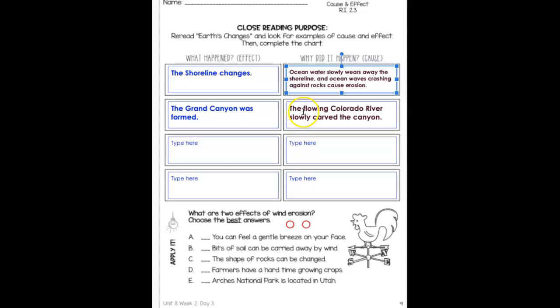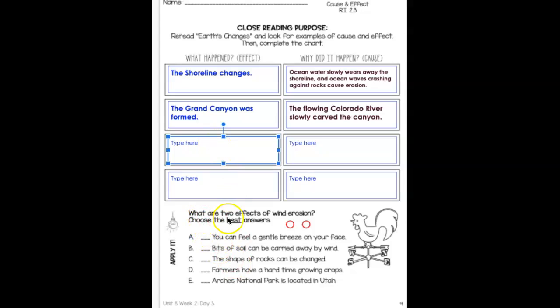the canyon. So what you're going to do is you're going to go back in the text. You're going to reread Earth's Changes. You can go to the audio and you can click in your work plan. It'll go straight there to that particular audio. And you are going to find 2 more effects and then the causes that go with those effects.